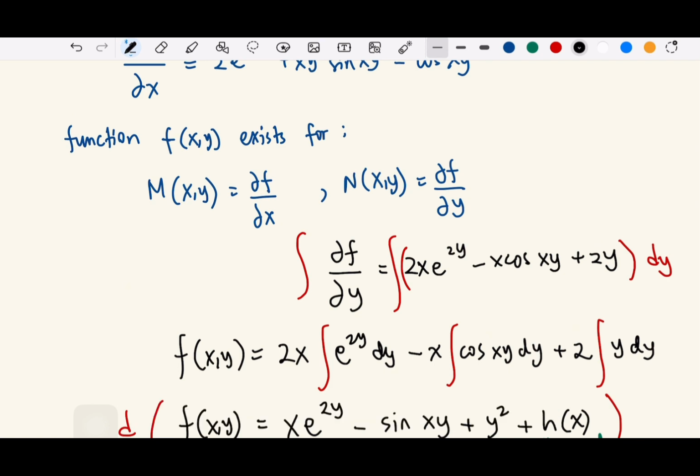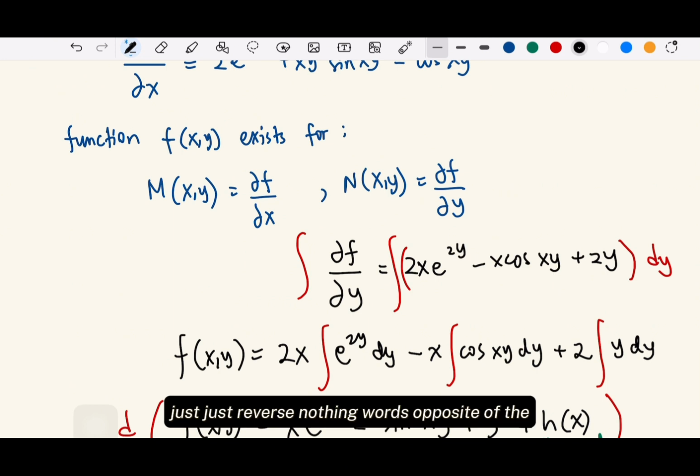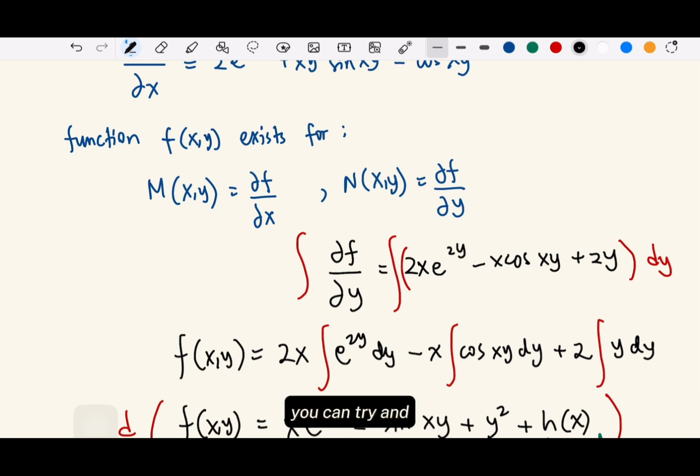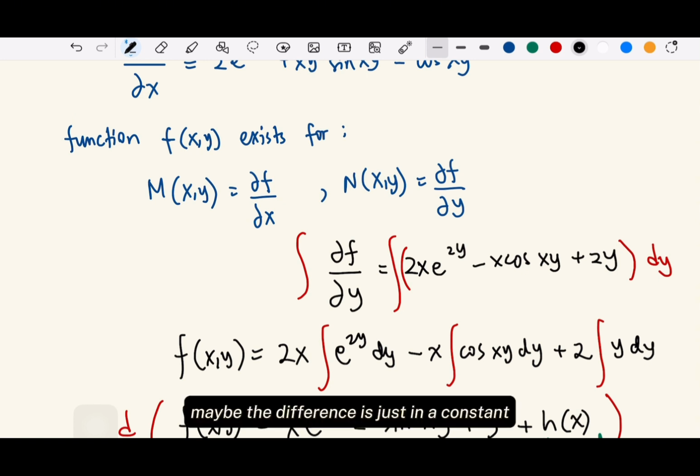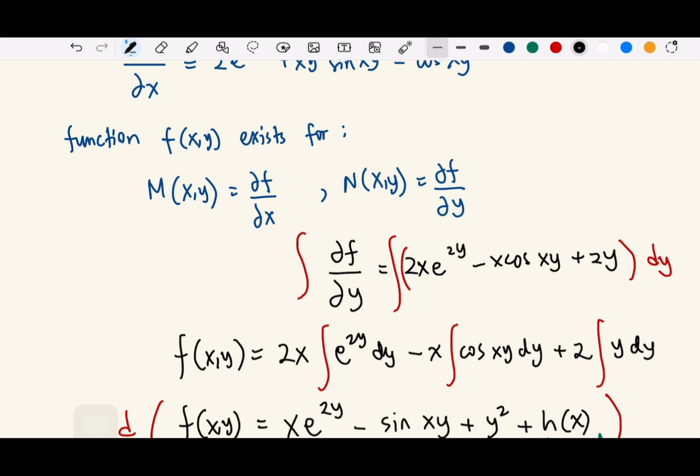Okay. Just the opposite of the one that we did. You can try and you should confirm that both results will be similar. Maybe the difference is just in the constant, and I think it's still okay if the difference is in the constant.